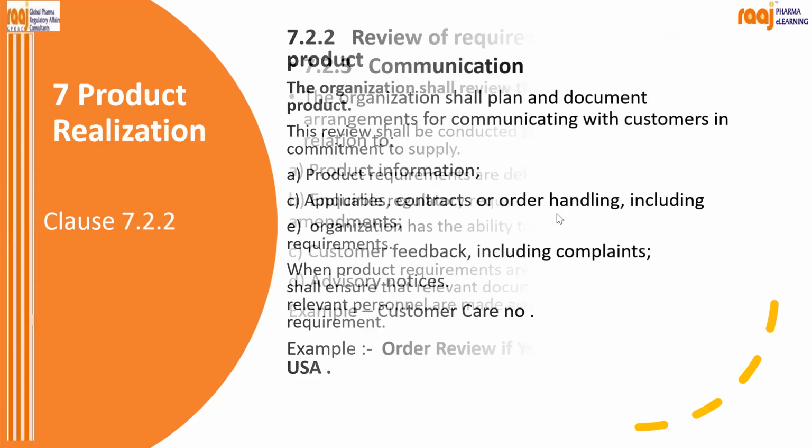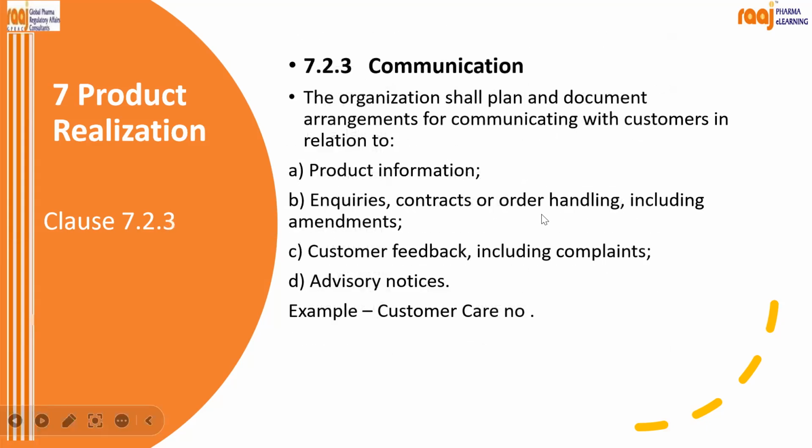Then come to 7.2.3 Communication. You can read. The organization shall plan and document arrangements for communicating with customers in relation to product information, inquiries, contracts or order handling, including amendments, customer feedback, including complaints, advisory notices, customer care number, example for this one. So communication, you have to write down one SOP on how you communicate.